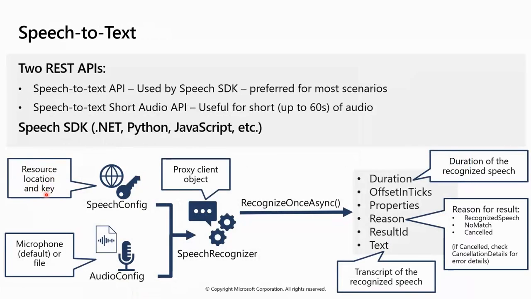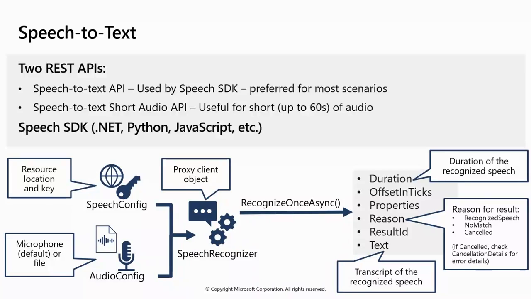Then we need to use audio config to define the source of the audio to be transcribed. This is a system microphone by default, but you can also choose an audio file, as we have right here. Now, to make the speech recognizer object, we use the speech config and audio config. This is a client proxy for the speech to text API. Okay?